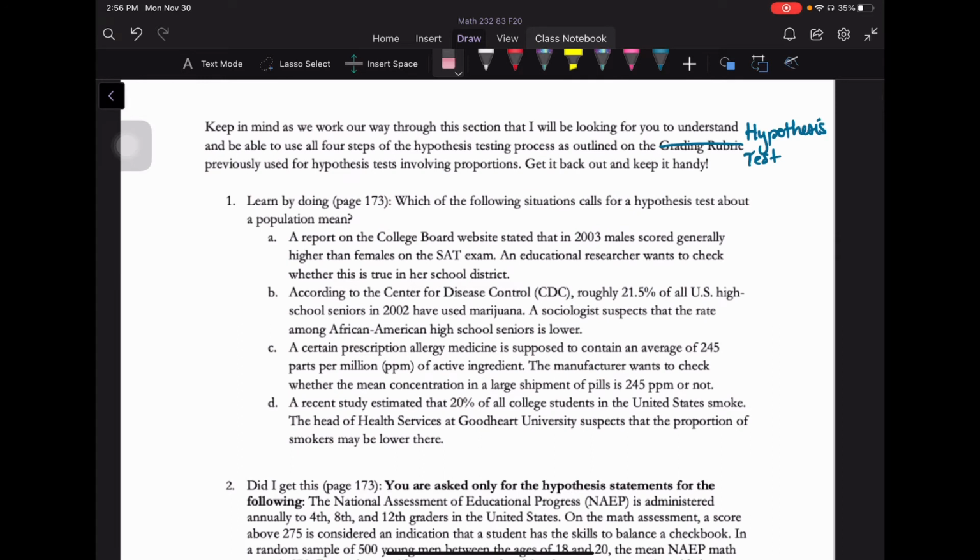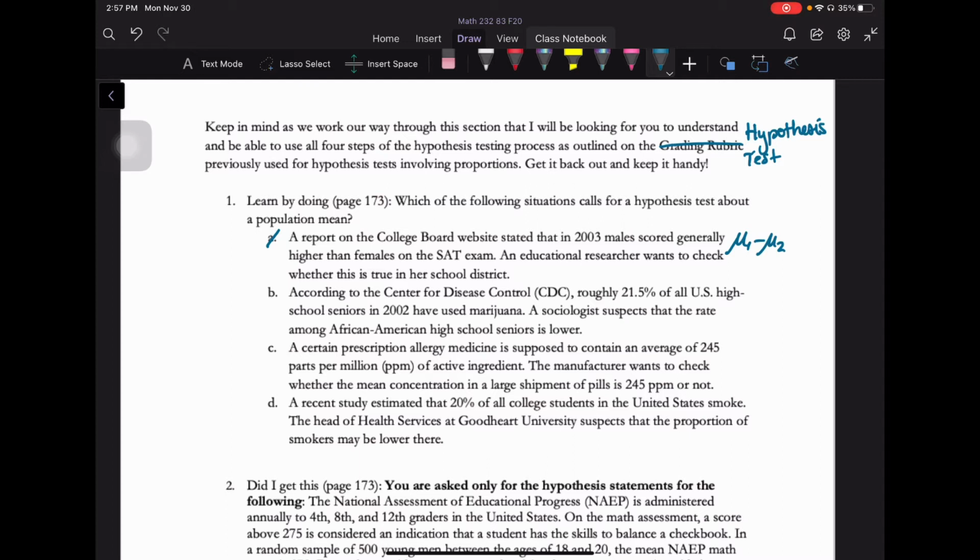Okay, learn by doing page 173. Which of the following situations calls for a hypothesis test about a population mean? Remember that a mean is about averages, not percents. This question says, a report of the College Board website stated that in 2003, males scored generally higher than females on the SAT exam, and the educator wants to check whether this is true or not. Now, we're talking about 2 populations here, males versus females. We would be talking about the difference between the two, not just a singular population mean.